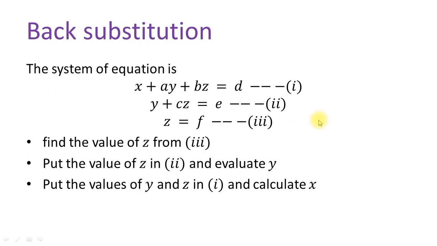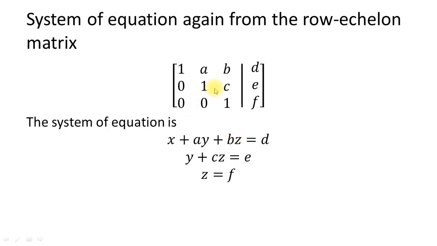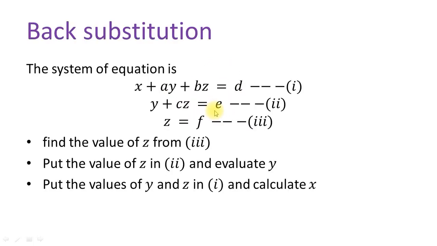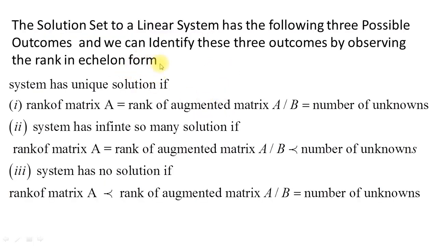When we obtain the row echelon form, then check the rank of this matrix A. What is the rank of a matrix? The number of non-zero rows in the echelon form of a matrix is called the rank of the matrix. So when we obtain the echelon form of the augmented matrix, then use the rank and identify the case for the solution of the system of linear equations.